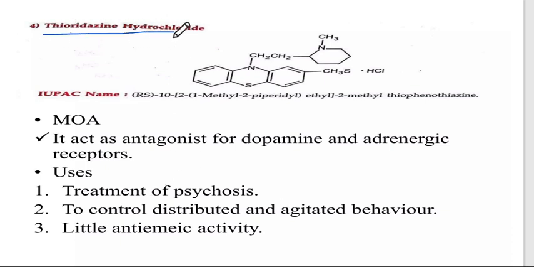Then we have thioridazine hydrochloride, which contains a piperidine nucleus. Okay, piperidine nucleus containing. It acts as an antagonist for dopamine and adrenergic receptors. It is used in the treatment of psychosis. You can see this is the difference, which has a piperidine ring and a CH3S. It has little antiemetic activity. It controls disturbed and agitated behavior.